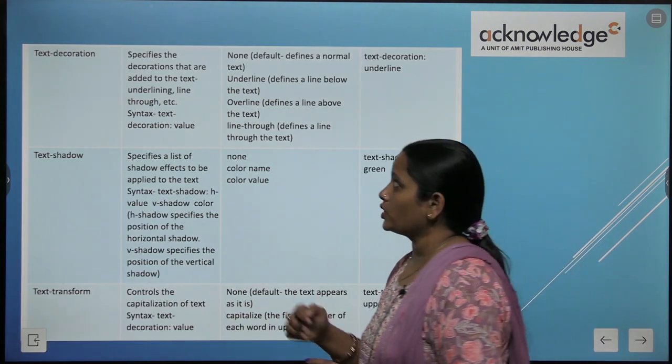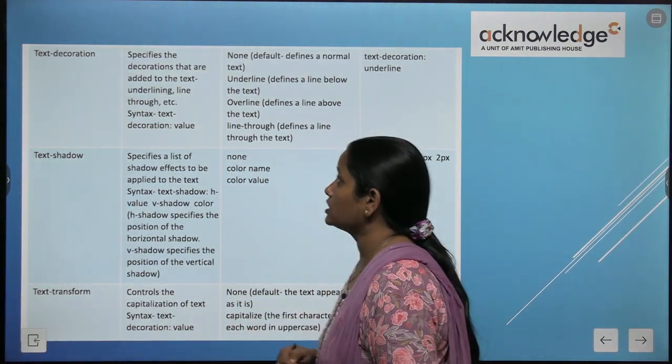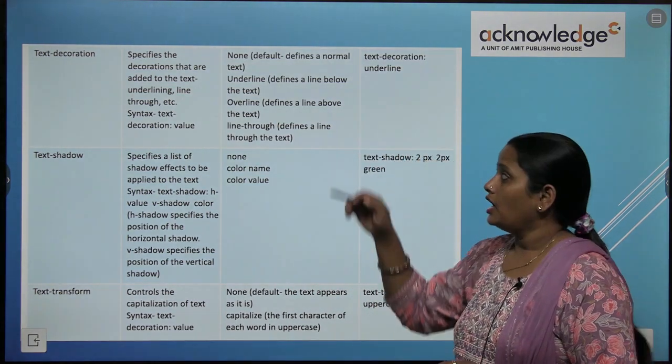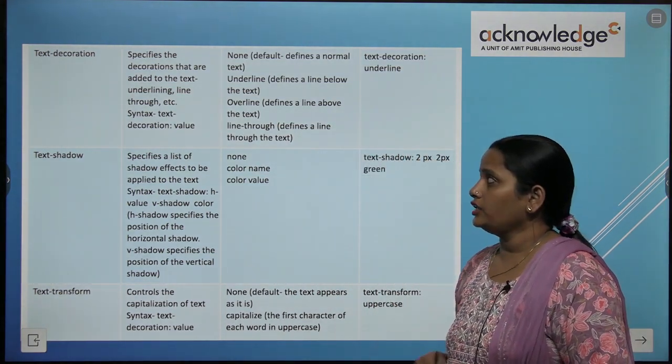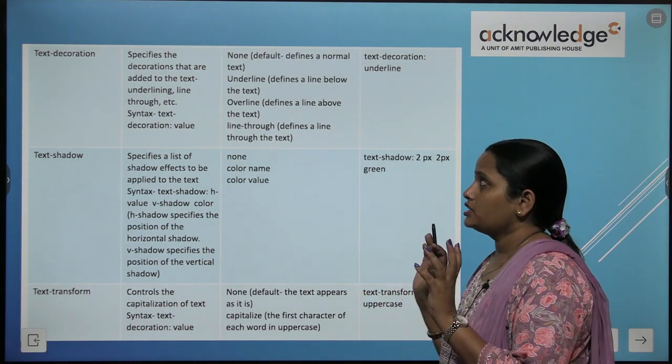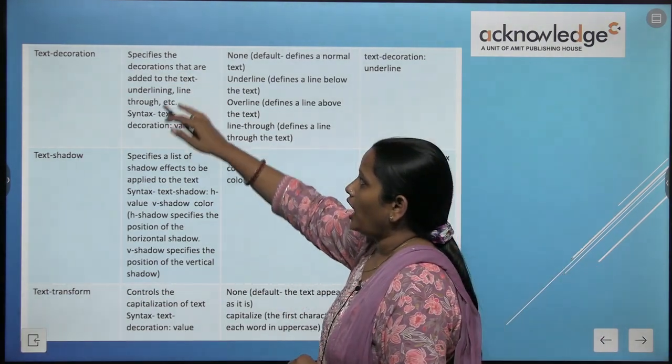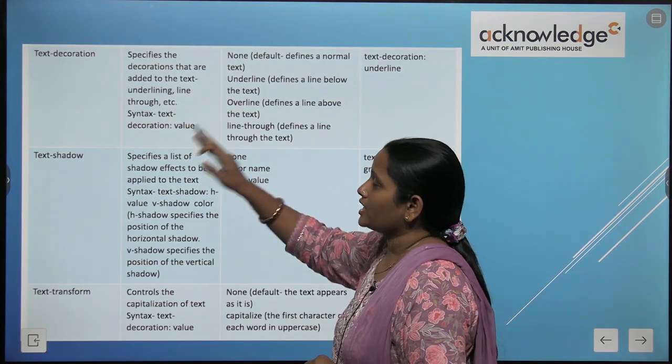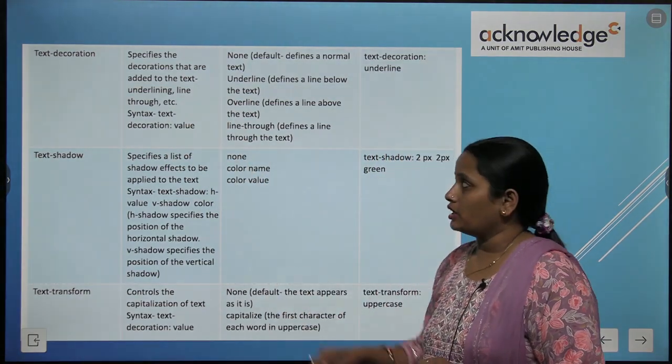Next is text decoration. It specifies the decoration that is added to the text. Underlining, line through, etc. So these are the options. These are the properties. And by using this text decoration, we can do the given things.